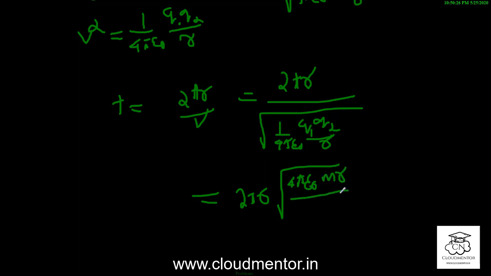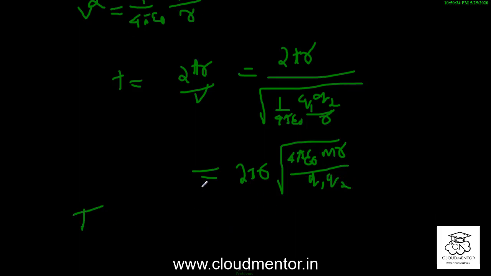And so the final answer comes out, giving this 2 pi r into the root. So we get T equal to root of 16 pi cube epsilon naught m r cube divided by q1 q2.